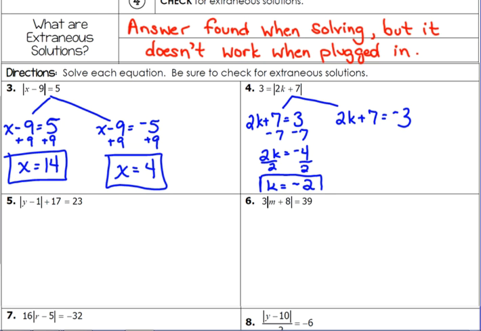For the other one, subtract 7. Same steps, we're just going to get different numbers. Negative 3 minus 7 is negative 10. Divided by 2, we get negative 5.